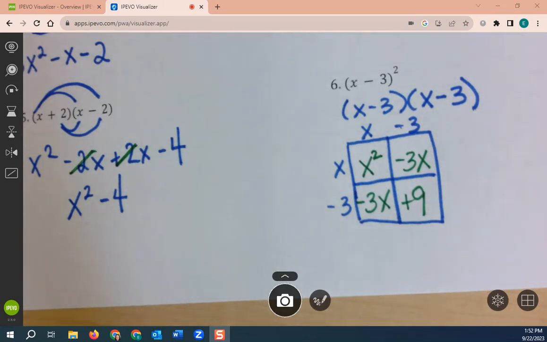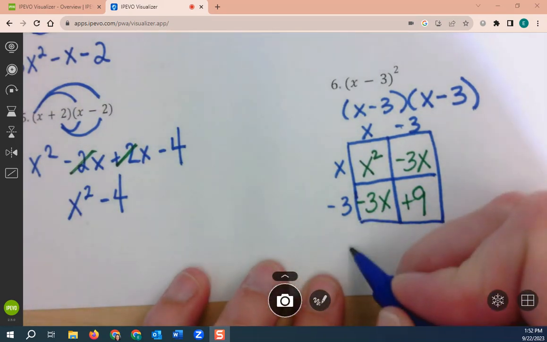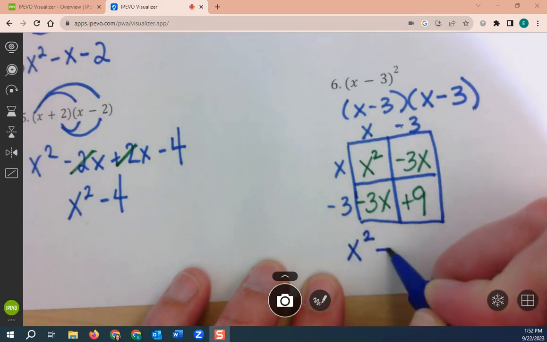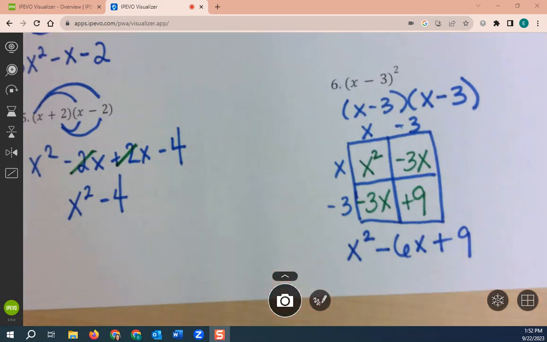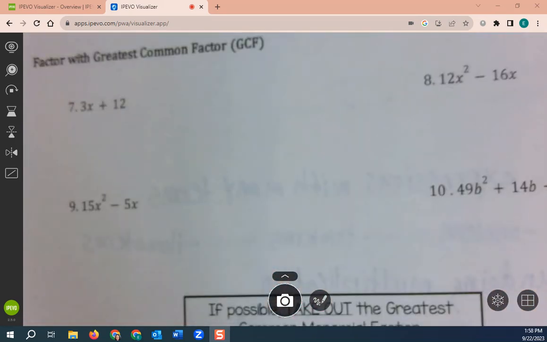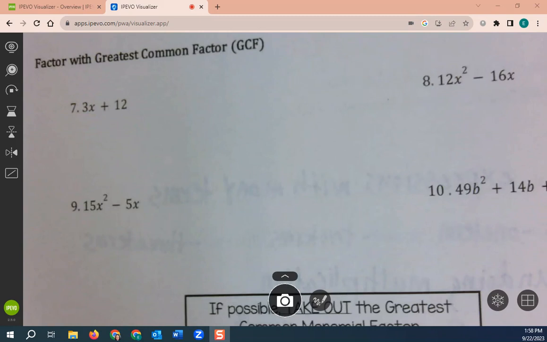Because remember, we're not multiplying, right? What kind of 6? Yeah, negative 6. So we move back 3, that's negative 3. And if you add another negative 3 to that, it moves you back 3 more, so it's negative 6. So we have x squared minus 6x plus 9.